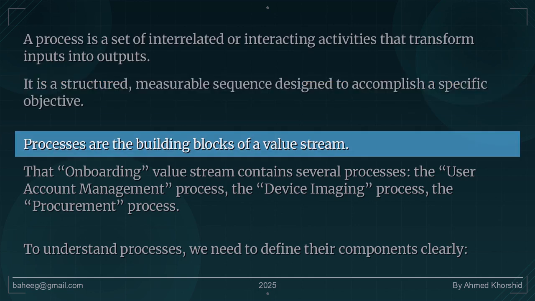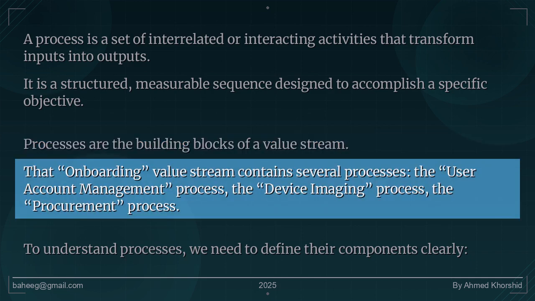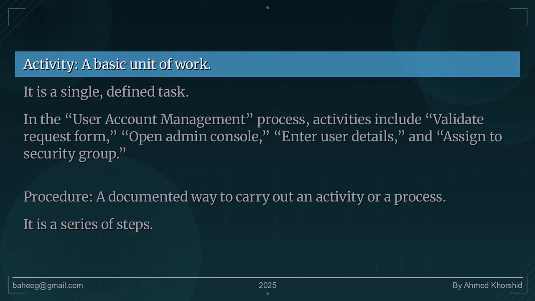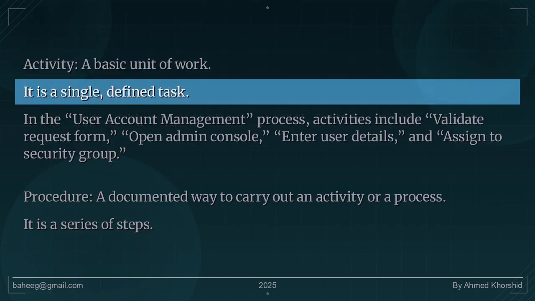Processes are the building blocks of a value stream. That onboarding value stream contains several processes: the user account management process, the device imaging process, the procurement process. To understand processes, we need to define their components clearly. Activity, a basic unit of work. It is a single, defined task.